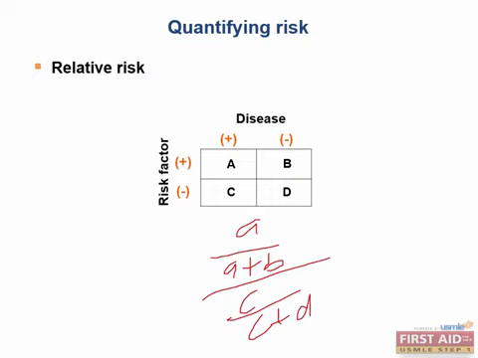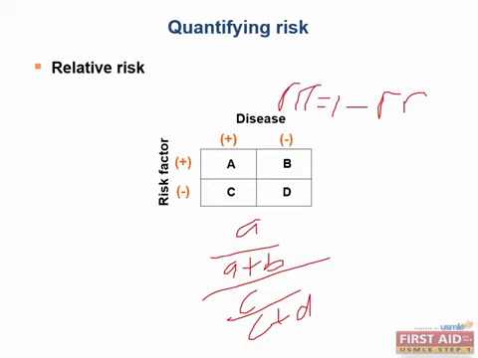Relative risk reduction is directly related to relative risk. It's the proportion of risk reduction that is attributable to the intervention as compared with some control. Relative risk reduction equals 1 minus the relative risk.